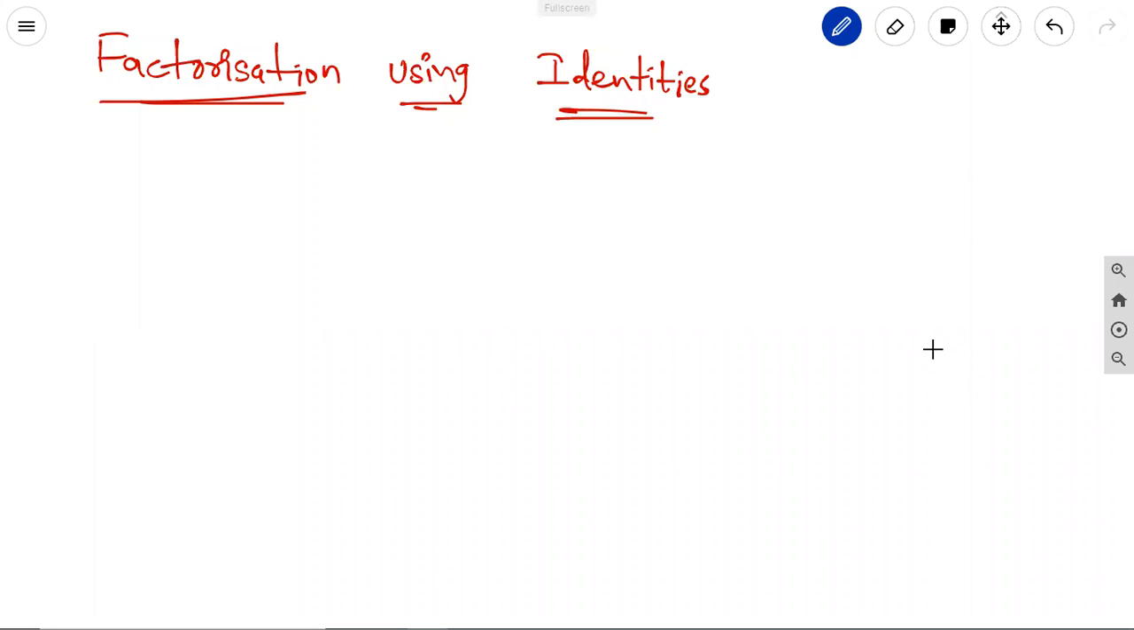Let us discuss a topic on factorization. The next topic is factorization using the identities. First of all, we recall the identities.